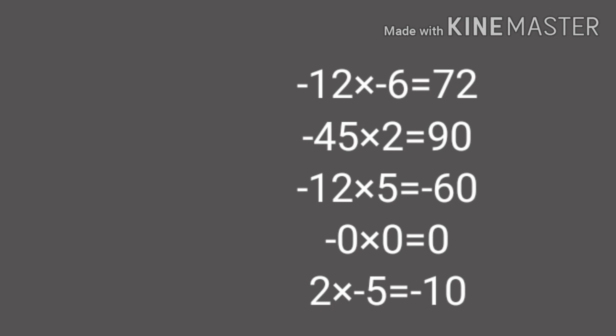Negative 45 multiply 2 is equal to negative 90. Then negative 12 multiply 5 is equal to negative 60. Then negative 0 multiply 0 is equal to 0. So these are integer multiplying examples you have to write down in your notebook.